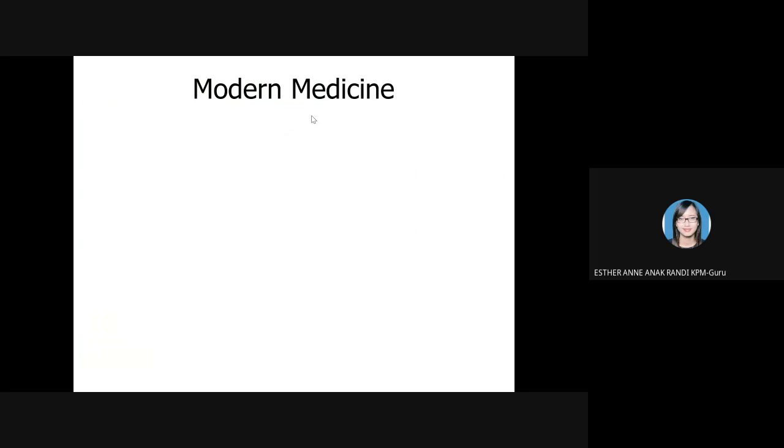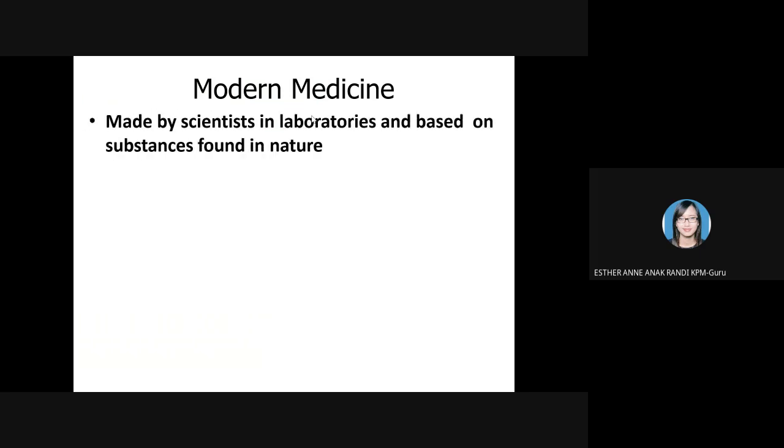All right, next one is modern medicine. Modern medicines are made by scientists in the laboratories and based on substances found in nature. There are a few types of modern medicine stated in your textbook. Please differentiate between them, and remember at least one example.